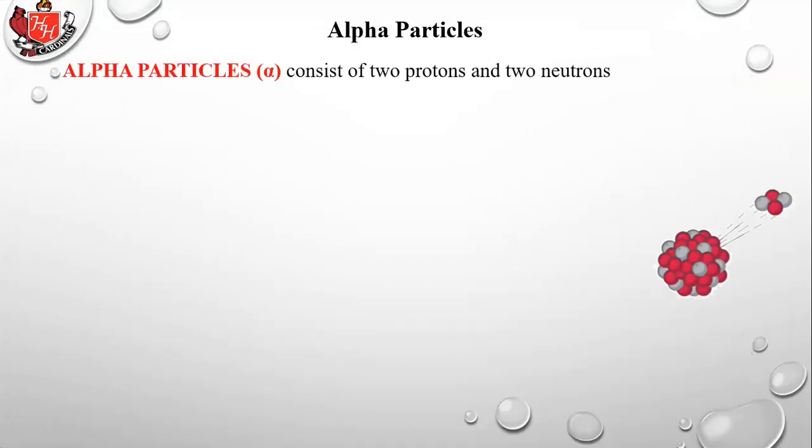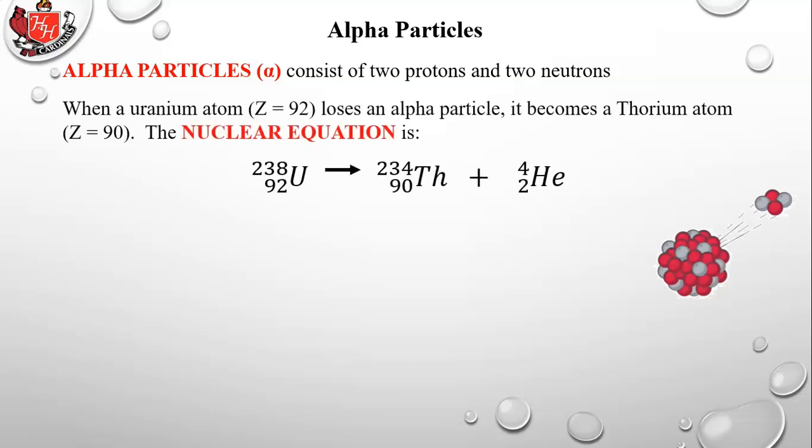So let's look at alpha particles. Alpha particles consist of 2 protons and 2 neutrons. So that diagram over on the right shows a big nucleus, and coming out of it is a little package that has 2 protons in red and 2 neutrons in gray. So that's an alpha particle. So when a uranium atom, which has an atomic number of 92, loses an alpha particle, it becomes a thorium atom. That's Z 90.